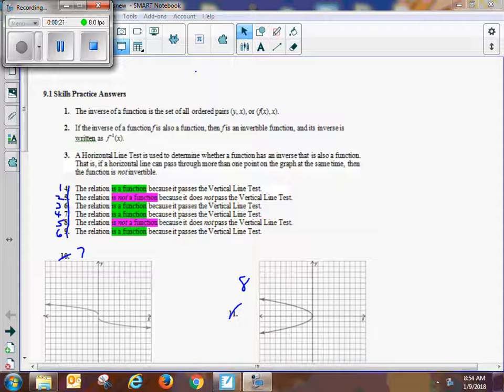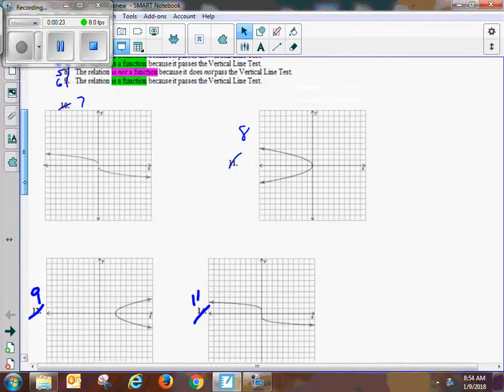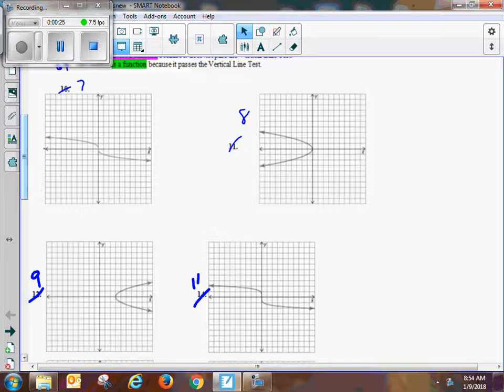Then we got into the problems with the graphs, where they gave you an equation. They didn't give you a picture. They gave you an equation. And then given an equation, they asked you to graph the inverse of the equation. So these are answers for you to check. But how did we approach that?